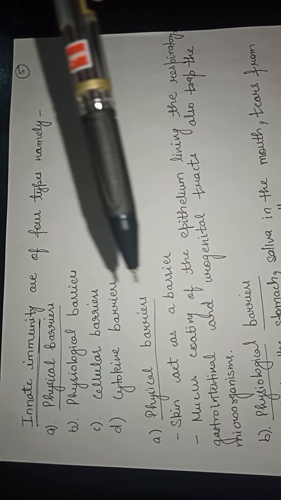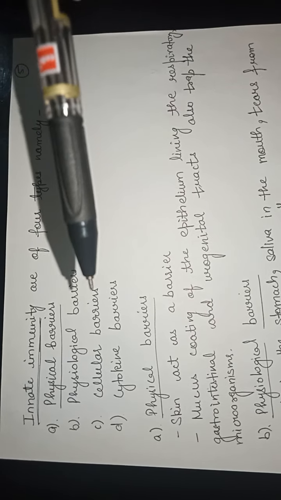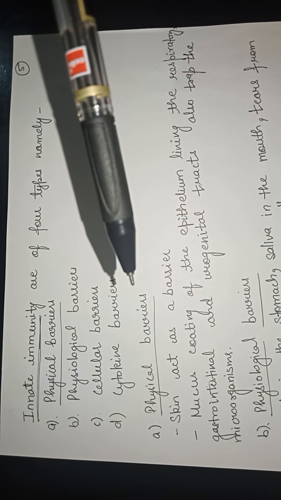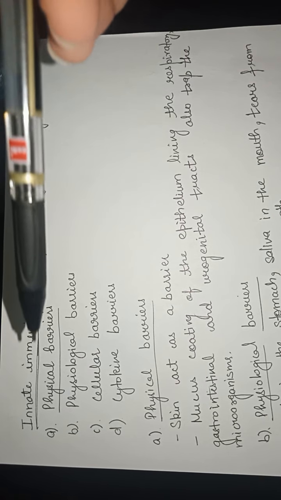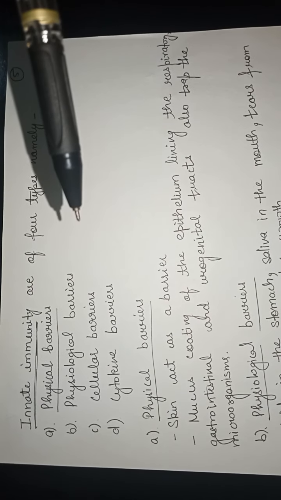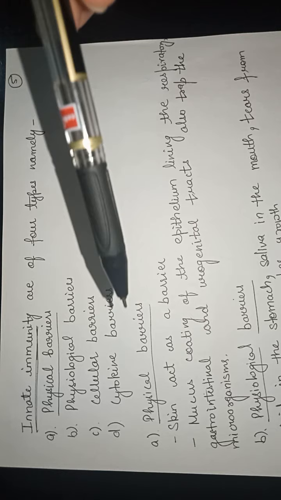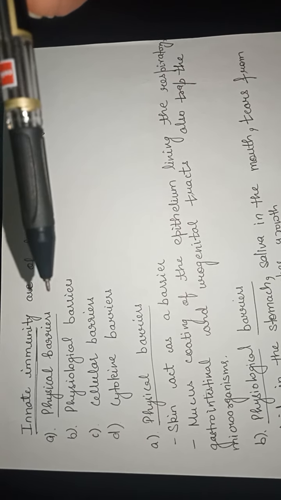There are four types of innate immunity barriers: physical barriers, physiological barriers, cellular barriers, and cytokine barriers. These are the barriers that innate immunity provides against the pathogen, which helps in fighting against disease. These barriers are present from the time of birth in the body. So first is physical barriers.